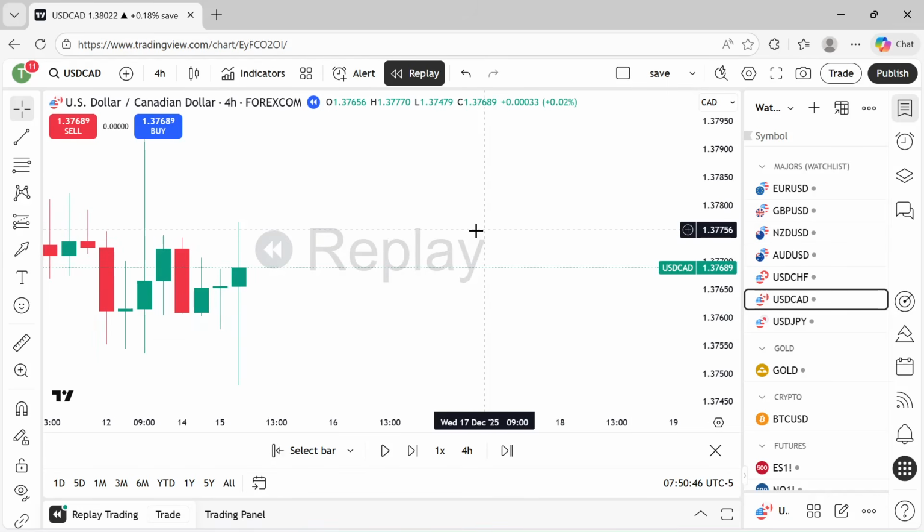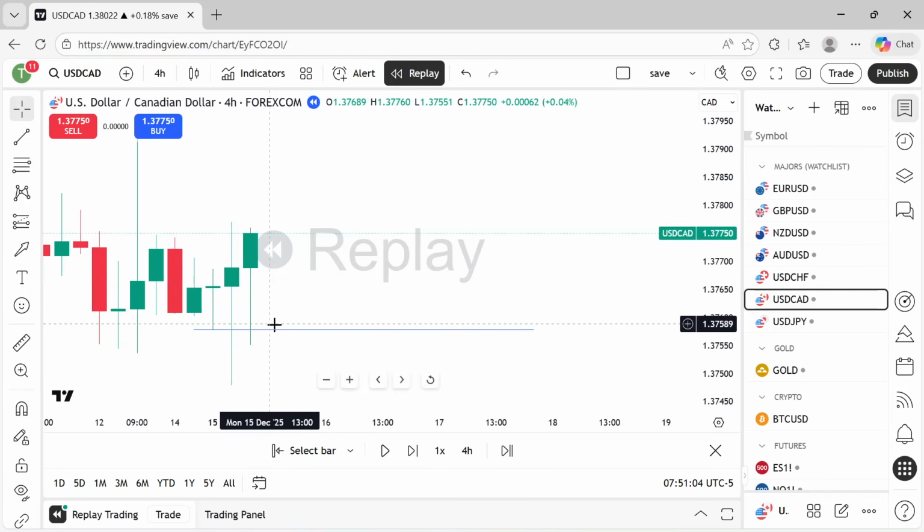All right, enough of that. USD CAD. This is the failed 2. So you see how that came down right here, and it took out this low. Look at my cursor, follow my cursor. It came down, it took out that low, and it failed to displace.